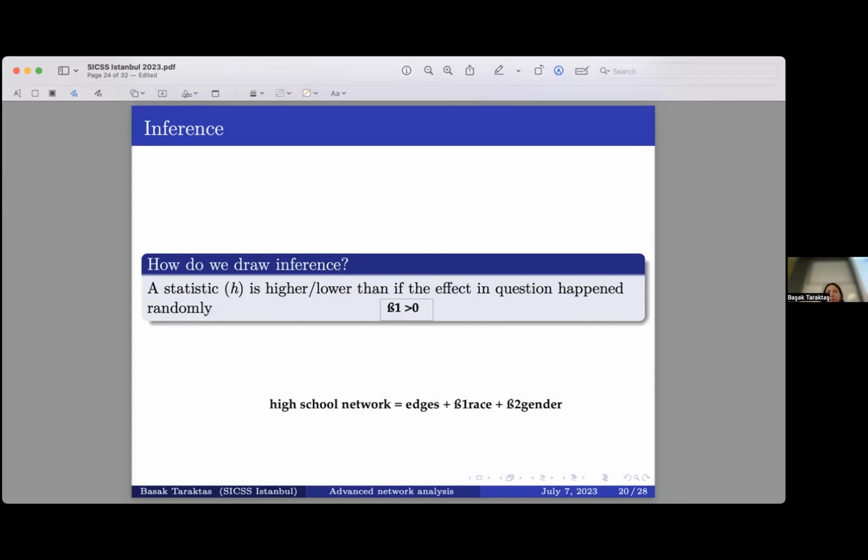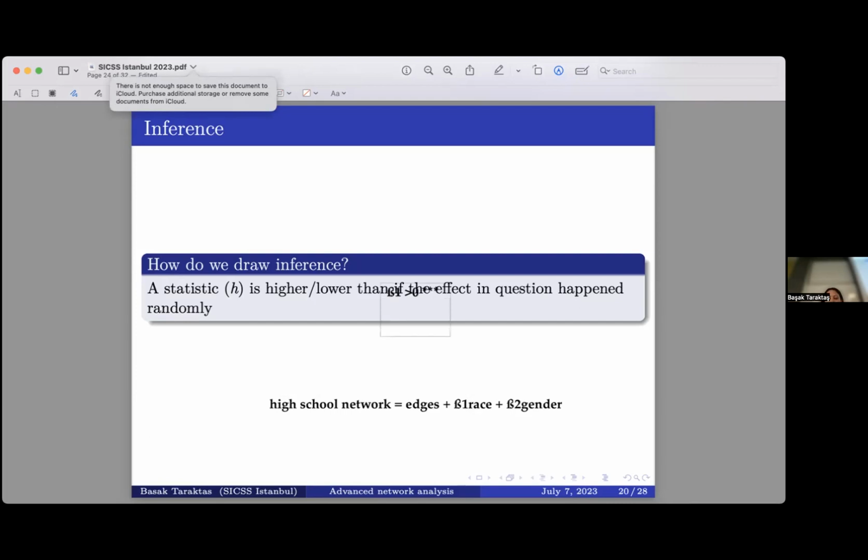Beta 1 that is positive and statistically significant, something like that. So what does it tell me? This coefficient for race is statistically significant and it is positive. It means that I see more tie formation between nodes that have the same race than if they were of different race. Race makes sense in explaining friendships, how friendships form in this high school, for instance.